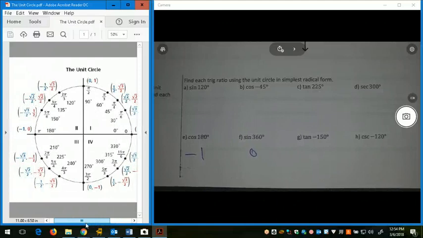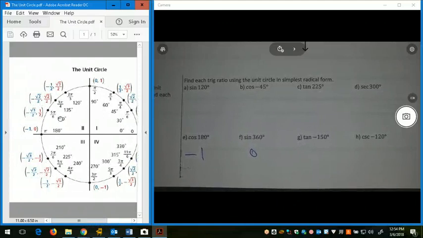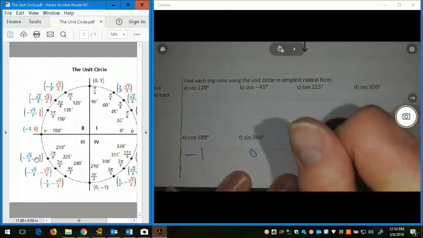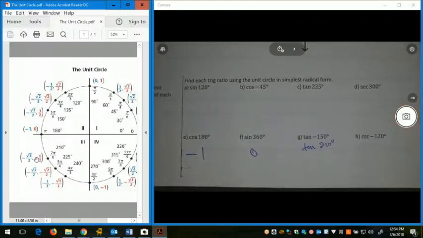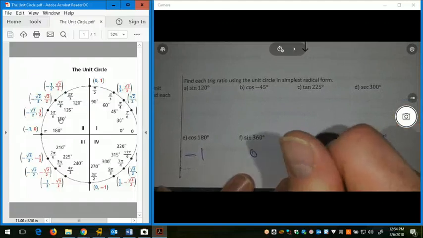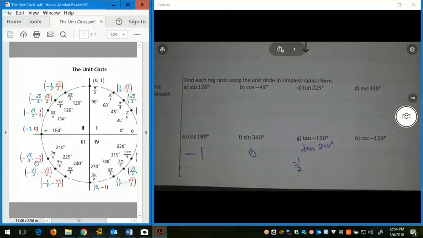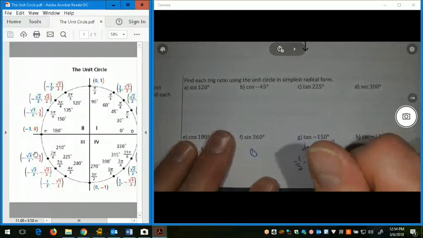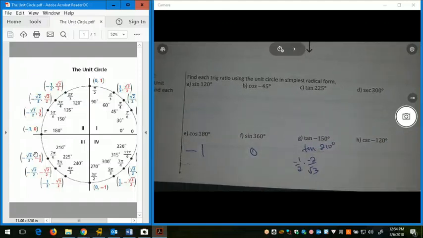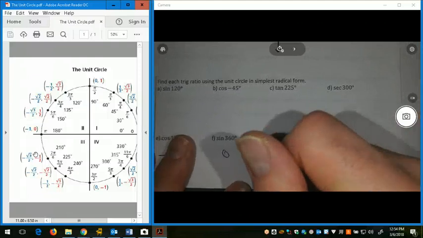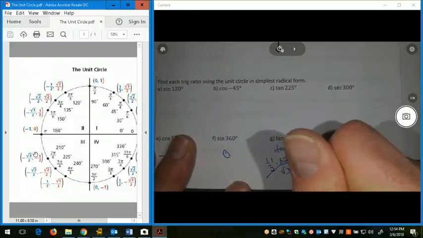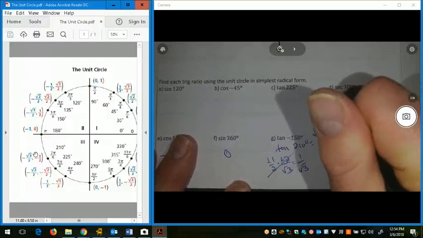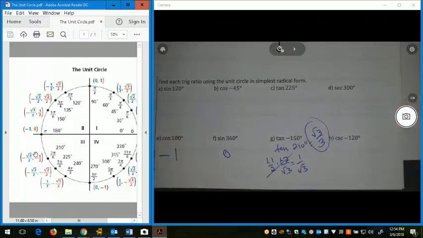Tangent of negative 150. You can add 360 to it if you want, or you can say if I went positive, it would end here. So in the opposite direction, it ends right here at 210 degrees. That's the same as the tangent of 210. Well, tangent is y over x. So this would be negative 1/2 divided by negative square root of 3 over 2, or times negative 2 over square root of 3. Negative times negative is positive. The 2s cancel. I've got 1 over the square root of 3, which simplifies to square root of 3 over 3 when you rationalize the denominator.